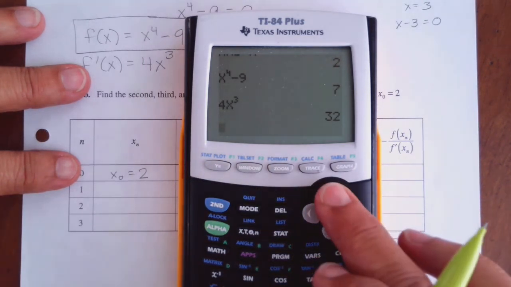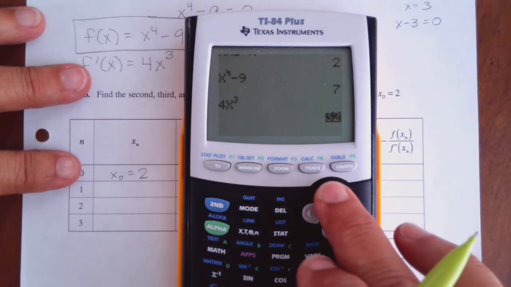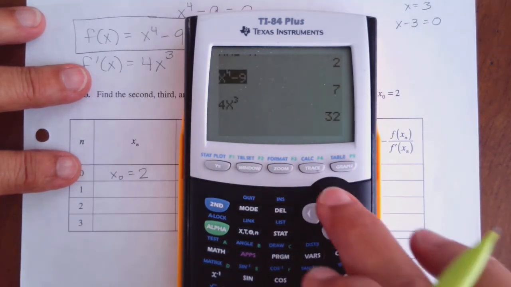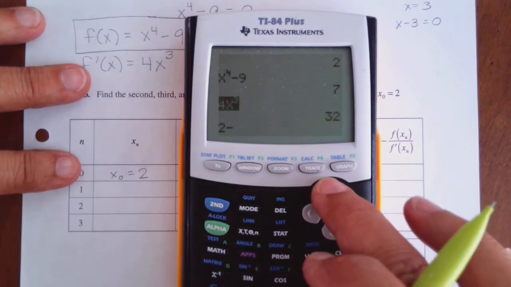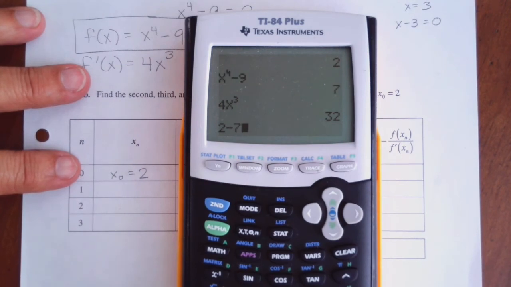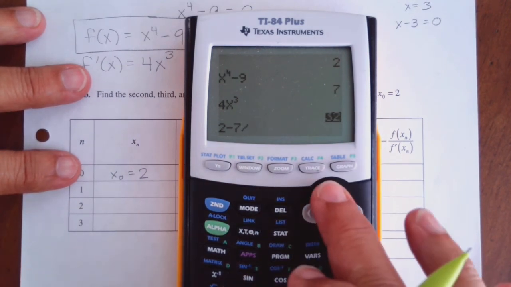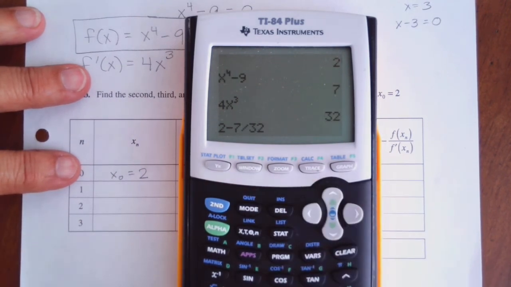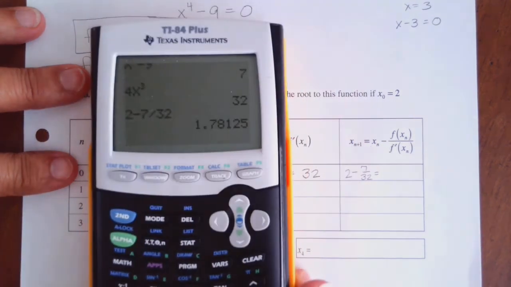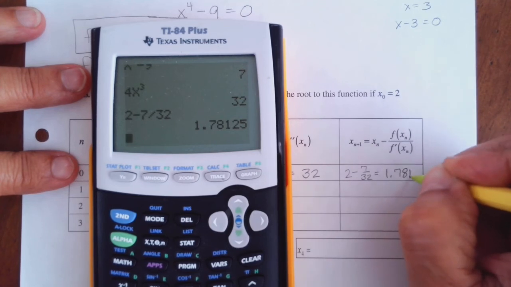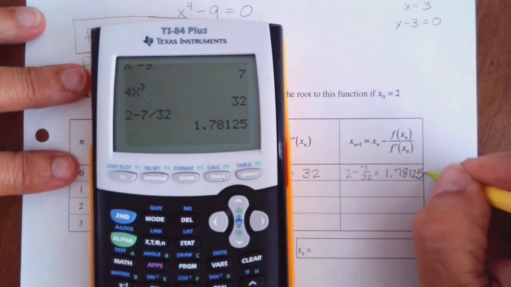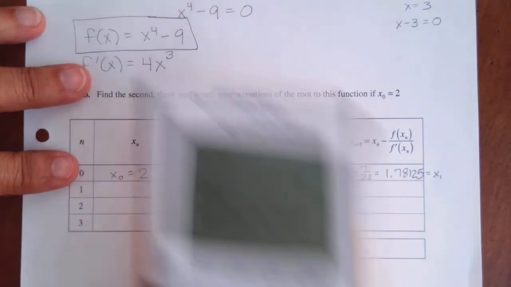Okay. Now, let's go ahead and divide that out. So we're going to do 2 minus 7 divided by the derivative. All right, so that one's not too bad. 1.78125. So that's our next approximation, x sub 1.